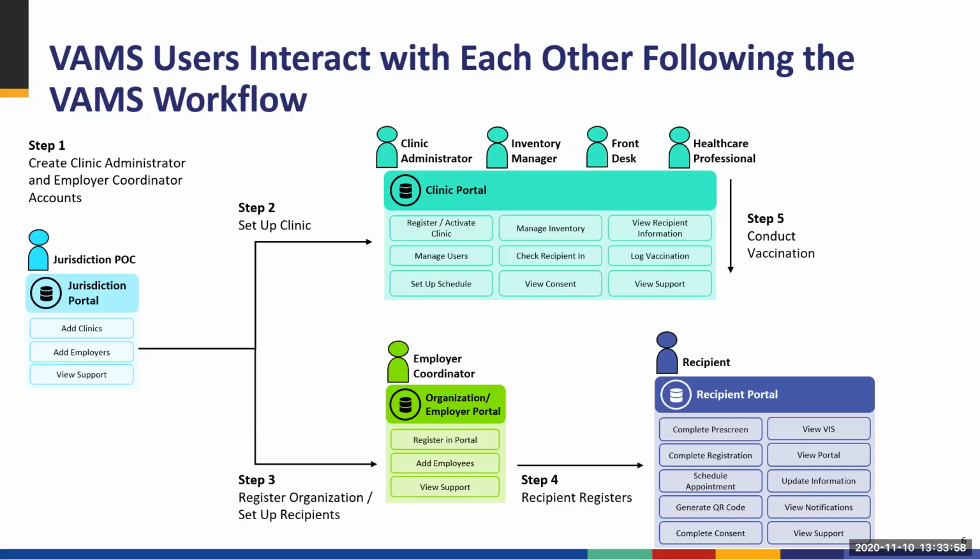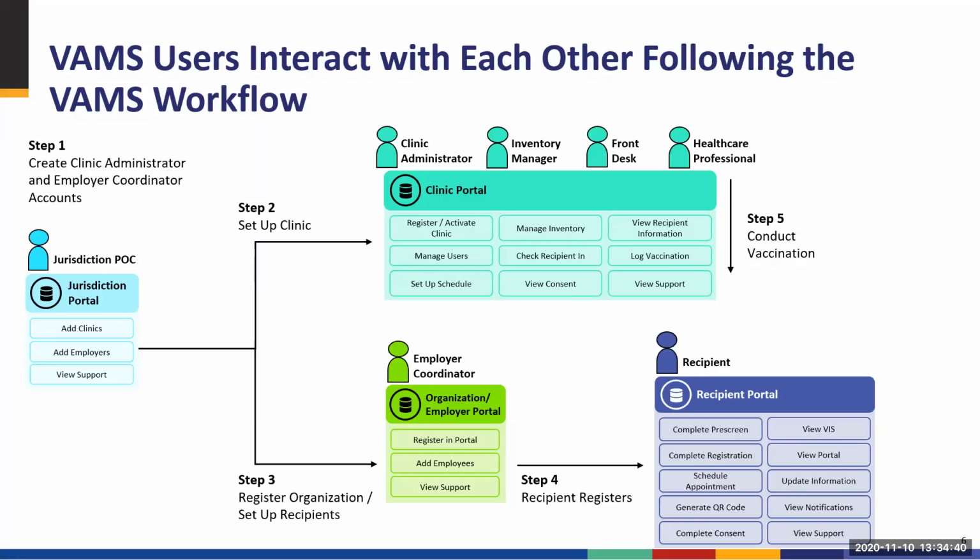By adding clinics in VAMS, this allows clinic points of contact, which will likely be the clinic administrators, to set up their clinic operating hours, vaccination stations, place inventory requests, and add other clinic users in VAMS so they are prepared to administer COVID-19 vaccination to recipients. It also allows employer coordinators to register their organization in VAMS and either add employees in the system themselves or request the jurisdiction POC to authorize policy-enabled registration. Detailed information about policy-enabled registration, or PER, is available in the user manuals.